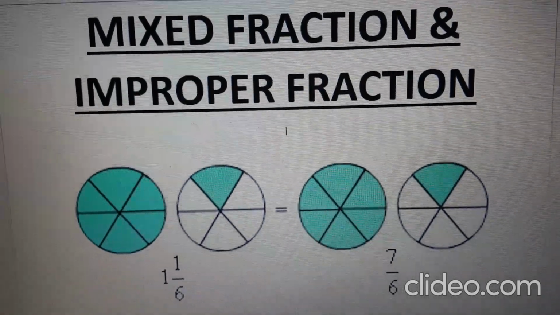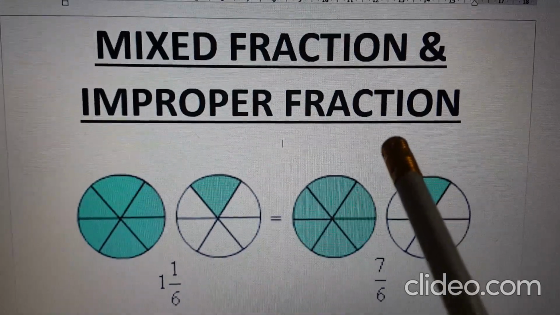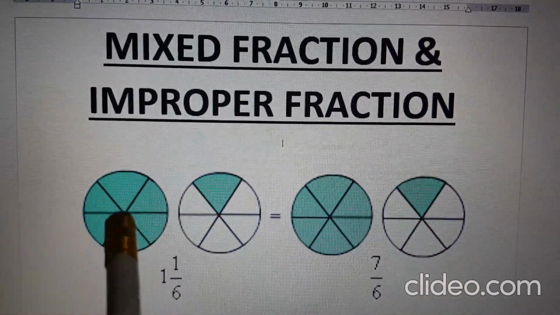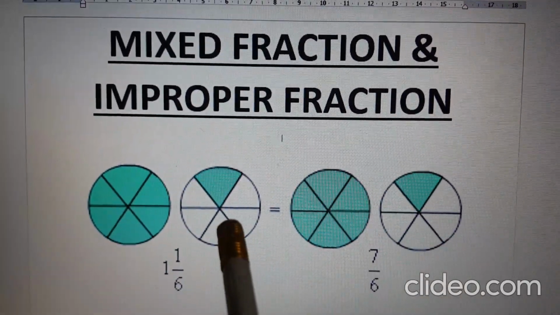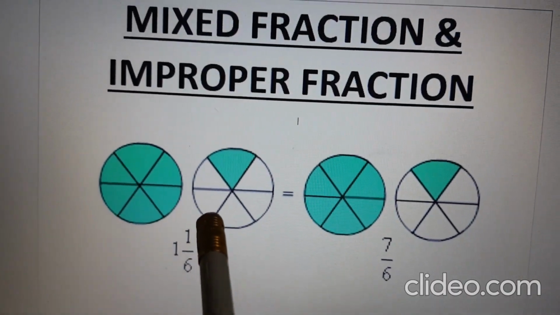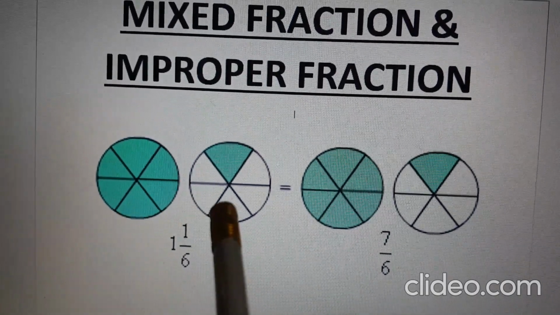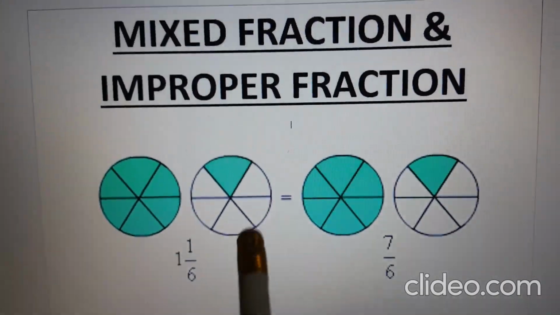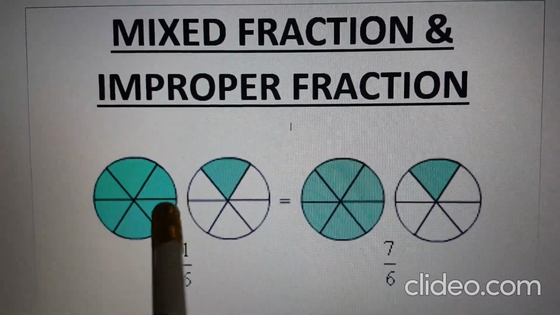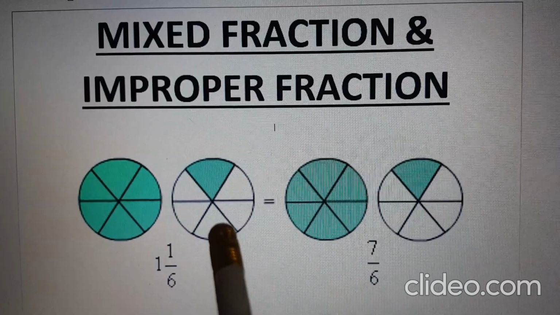Hello children, today we are going to learn mixed fraction and improper fraction. Suppose you have ordered 2 pizza and you divided each pizza into 6 parts. आपने 2 पिज़्ज़ा ऑर्डर किए और हर पिज़्ज़ा के 6 पार्ट्स कर लिए. You ate 1 full pizza, एक पूरा पिज़्ज़ा खाया और सेकंड का 1/6 पार्ट खाया.